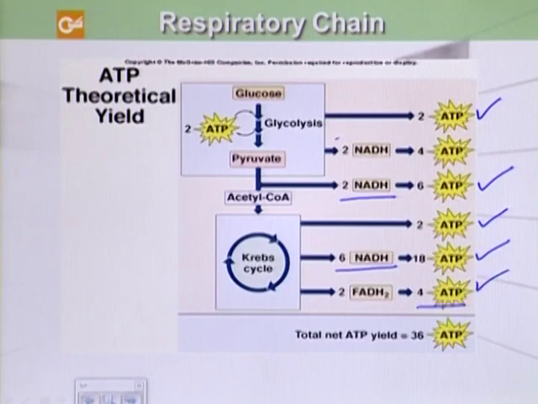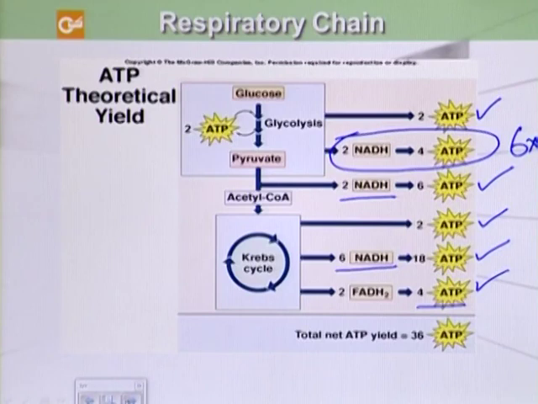Now we have to see that here 4 molecules of ATP are being formed from 2 NADH. The question arises, why not 6? This is because we have to transport these electrons from the cytoplasm to the mitochondria during the process of the electron transport chain. So 2 ATP molecules are utilized during the transfer of these 2 NADH molecules to the mitochondria. That is why the theoretical ATP yield is 36 instead of 38.